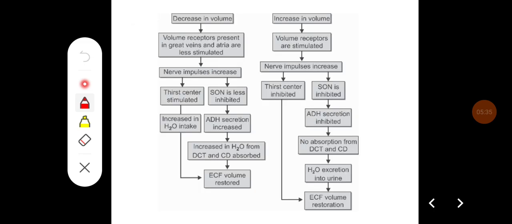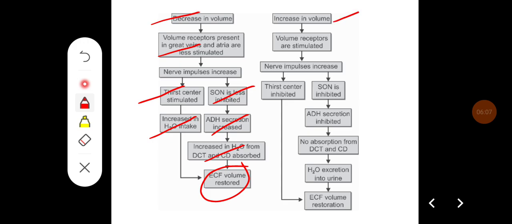Whenever there is a decrease in the volume receptors present in the great veins and atria, they are less stimulated. Then it causes the thirst center to be stimulated, and SON is less inhibited. So there will be increased intake of water, and ADH secretion is going to increase. That increases the water reabsorbed from the DCT and DCD, and ECF volume is restored.